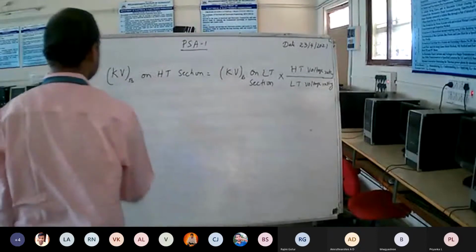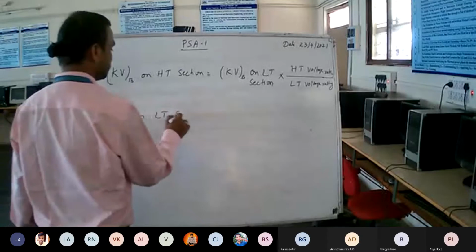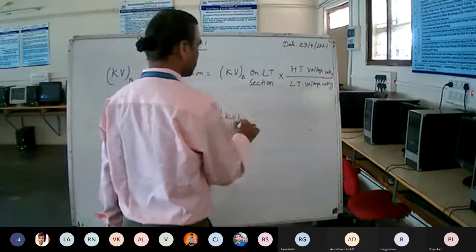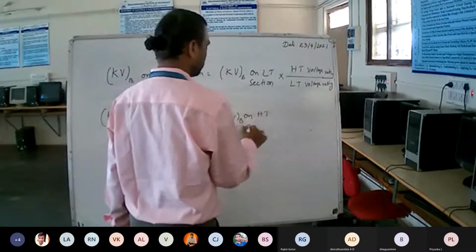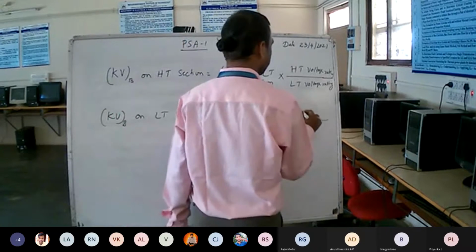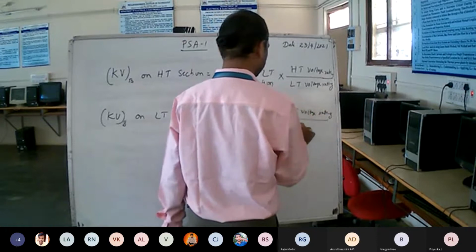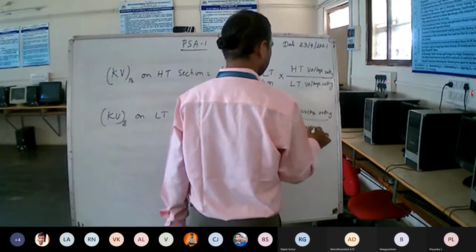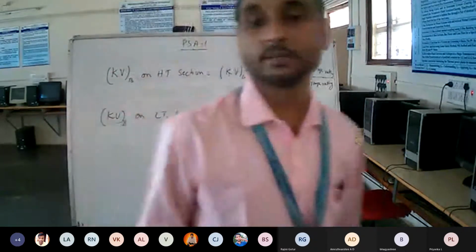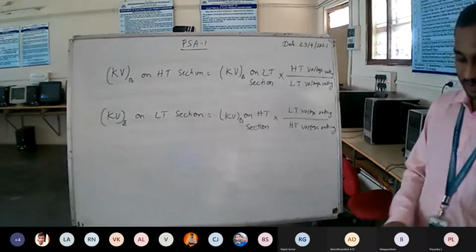The next one is kV base on LT section is equal to kV base on HT section multiplied by LT voltage rating by HT voltage rating. These two formulas are very important.